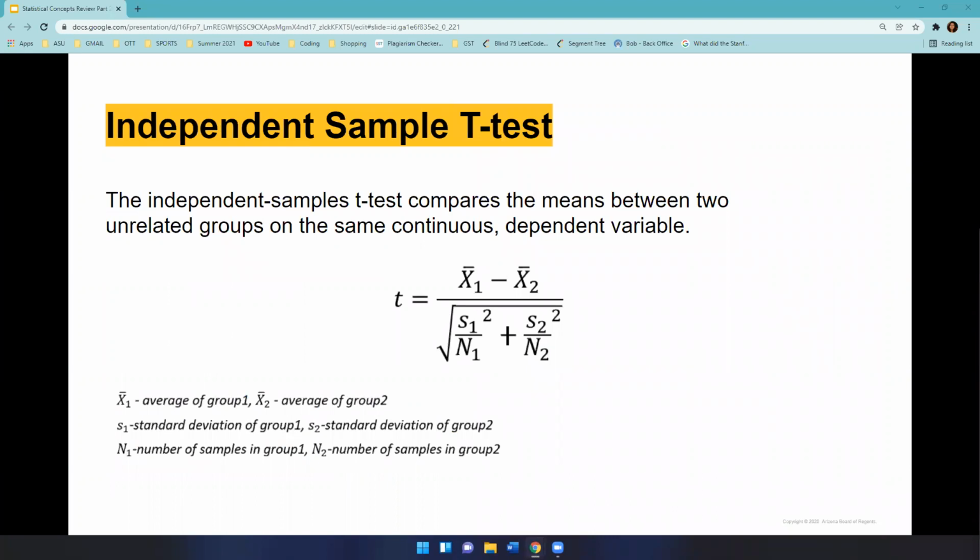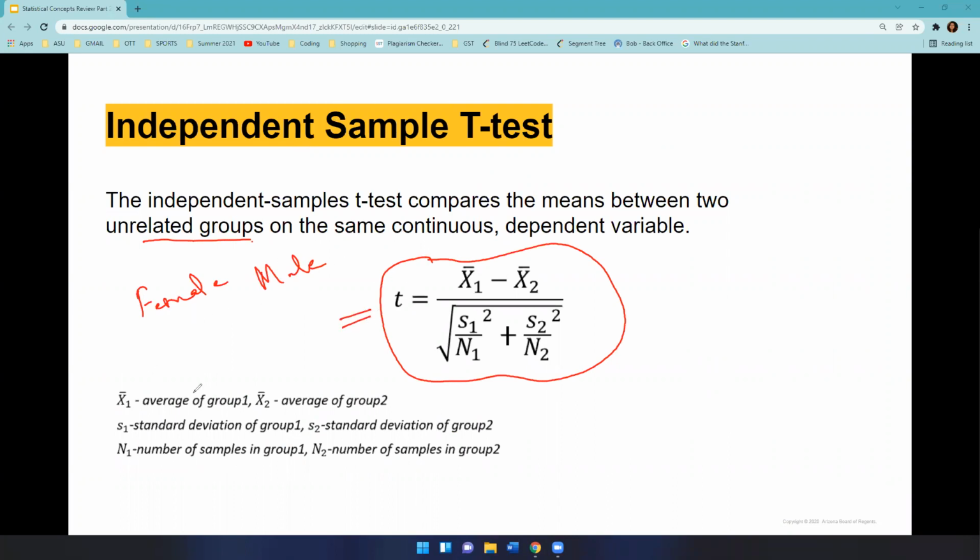Again, this is for independent sample t-test. So this is how we calculate the t-statistic for independent sample t-test. This is used between two unrelated groups, like the example I gave before, where one group is female and one group is male students. So if we are trying to compare the means of these two groups, this is the formula which we'll use. x1 bar is the average of group 1, x2 bar is the average of group 2. S1 and S2 are the standard deviations of group 1 and group 2 respectively. And N1 and N2 are the number of samples in group 1 and group 2 respectively.